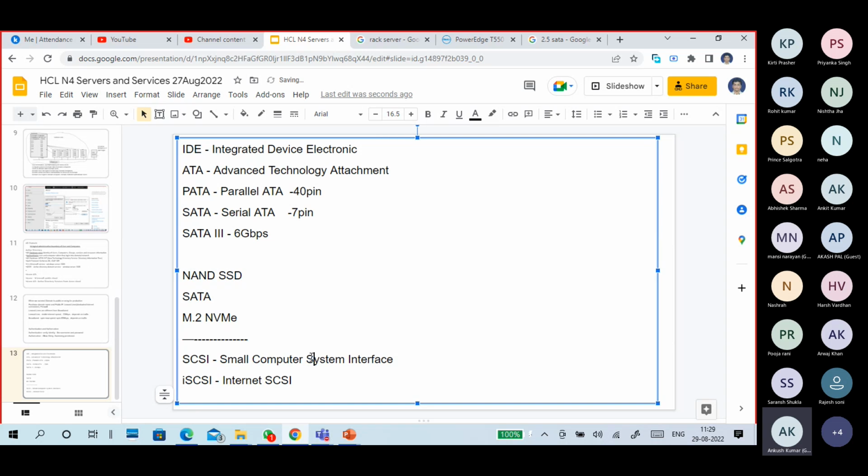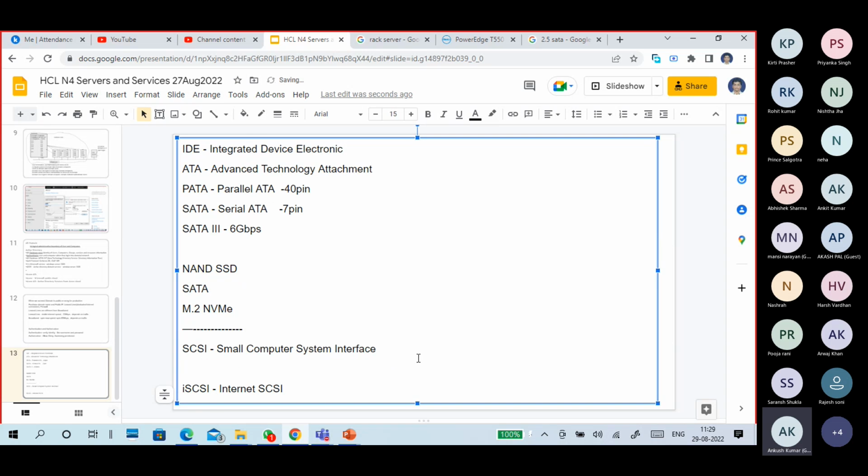The small computer system interface is a kind of adapter, like a LAN card is there, no? Same thing, it is a kind of adapter on your server, so we can connect multiple hard disks. So it's a very simple idea: SCSI is an interface to the server. Exactly, it is an adapter.